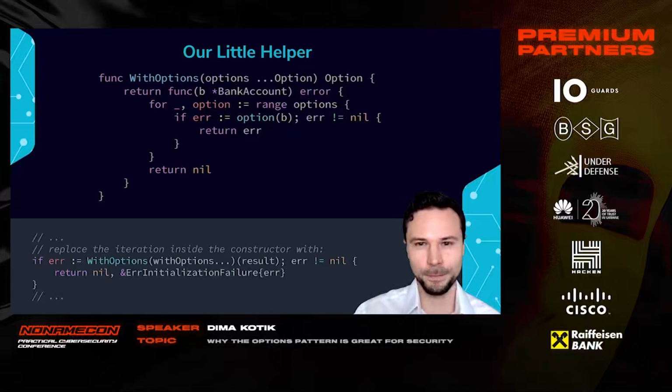Good question. We'll look at it in a second. But first of all, note that we will change our constructor and replace that whole loop that was iterating through options with our little helper, and again, wrap the resulting error as initialization failure. What does this helper allow us to do?